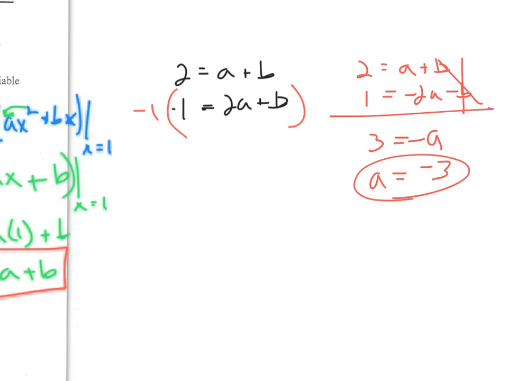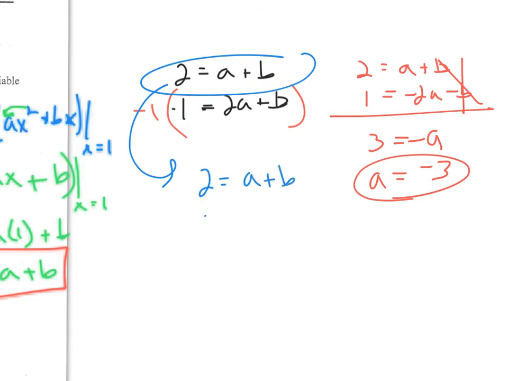I'm going to go ahead back to this one. And you guys are probably beating me done with this. B is equal to, add 3, 5. So I'm getting a = -3, b = 5.